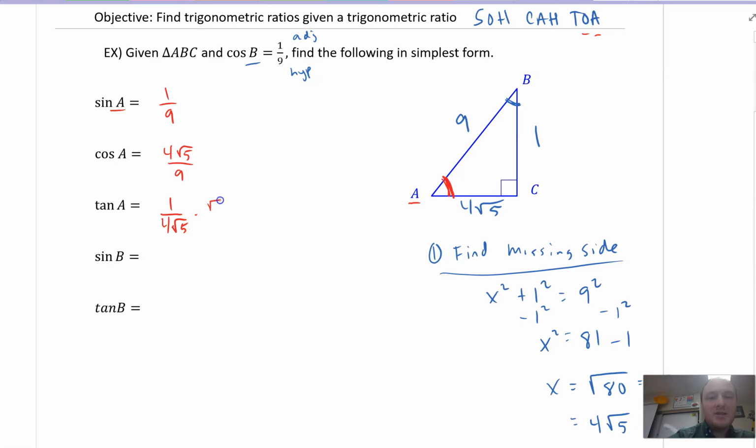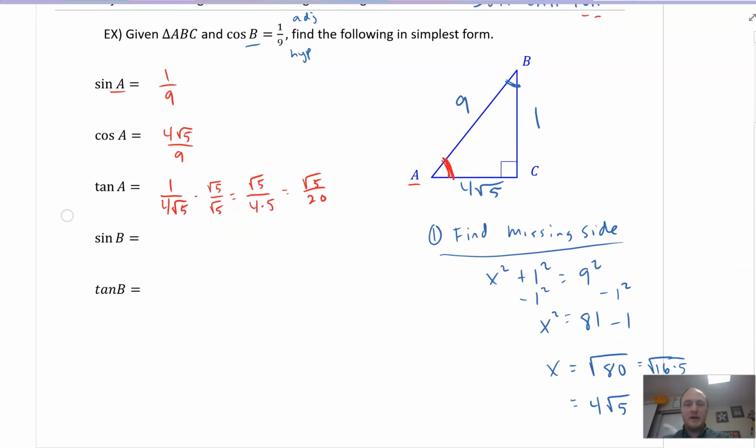And we do want you to rationalize in these examples just to practice that. So we get root 5 over 20. And if you're unsure how I got 20, it's 4 times 5, right? So that's root 5 over 20. Okay, sine of B. Well, sine of B, okay, so again, I'm up here now. Okay, so side opposite, that's 4 root 5 over 9, which is the hypotenuse, opposite over hypotenuse.